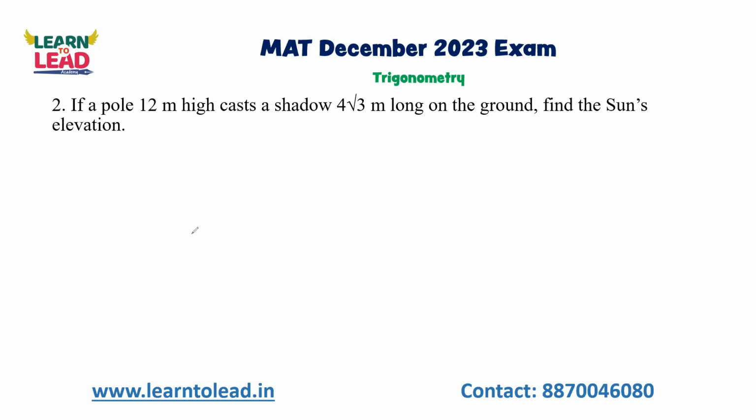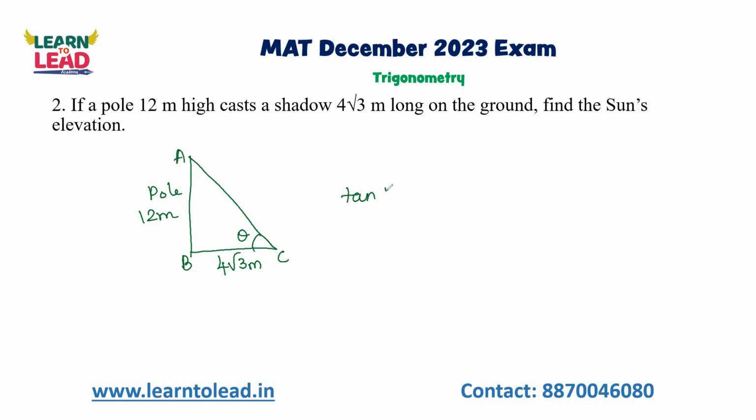If a pole 12 meter high casts a shadow 4 root 3 meter long on the ground, find the sun's elevation. So, what is the height of the pole? 12 meter. It casts a shadow 4 root 3 meter. Let us consider AB as the pole and shadow BC. Find the sun's elevation theta.